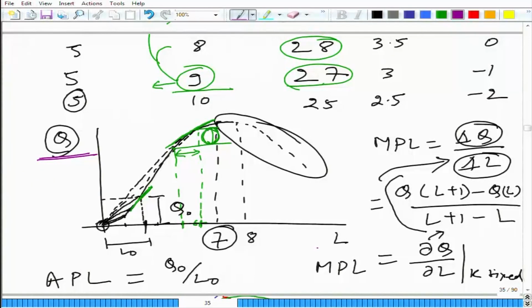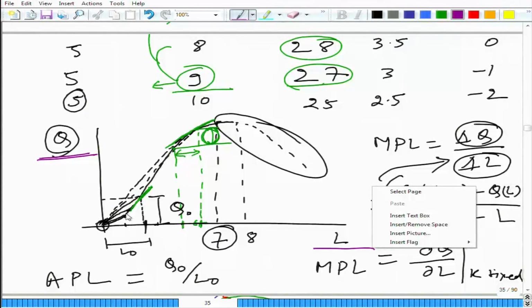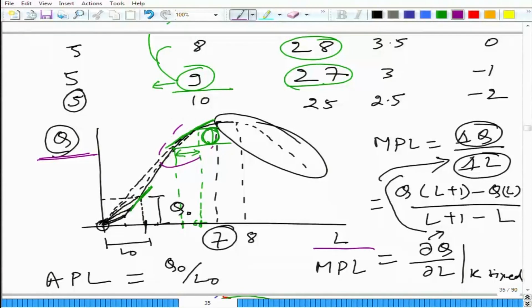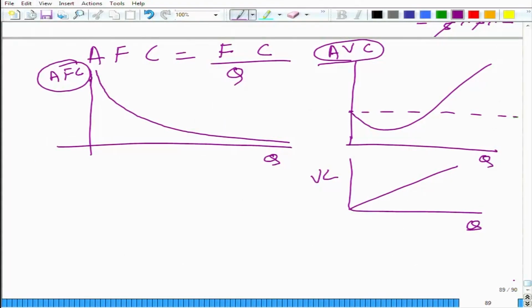What is happening here? L is increasing, q is increasing. Here the rate of increase is increasing with L, but eventually the rate of increase in q starts decreasing. So, what we have learned, in the context of return to scale: in this zone what we are getting is basically increasing return to scale, and in this zone we are getting decreasing return to scale.